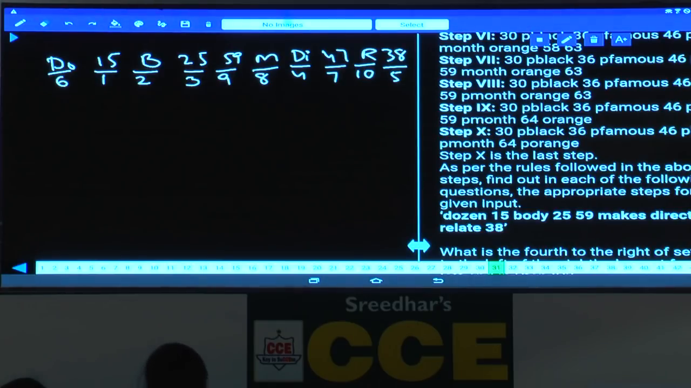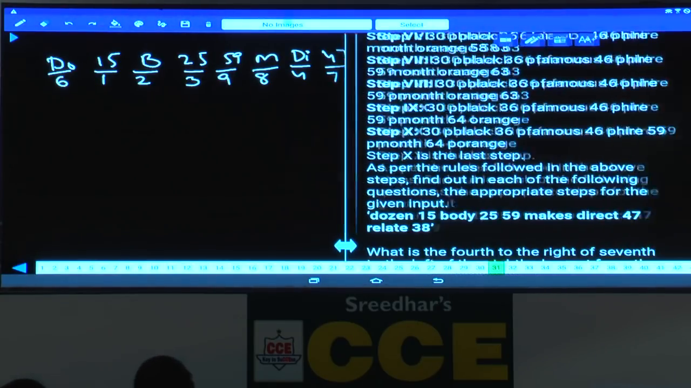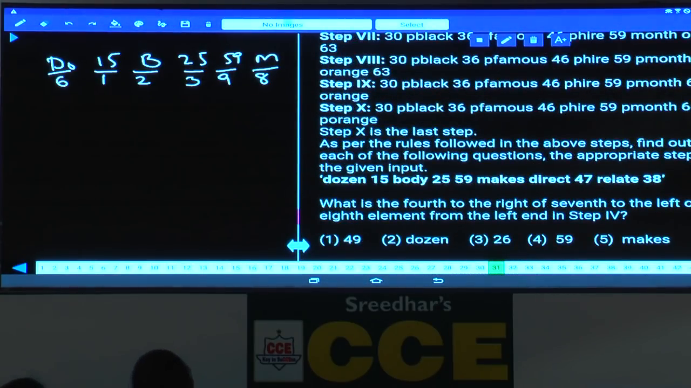Now that is the numbering. Then the question: what is the fourth to the right of, and 7th to the left of, 7th to the left of, 8th element from the left hand.